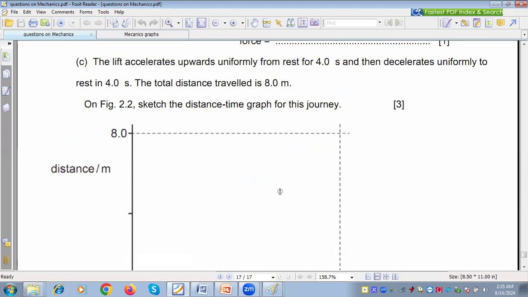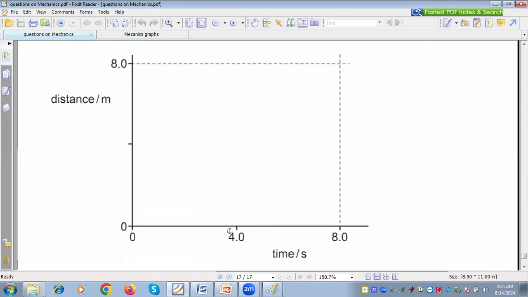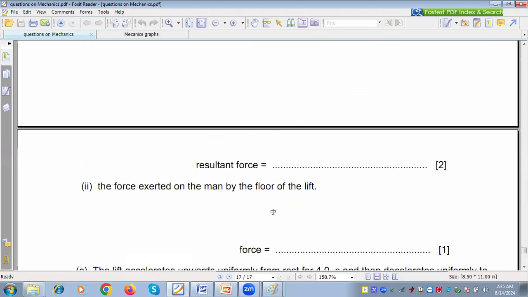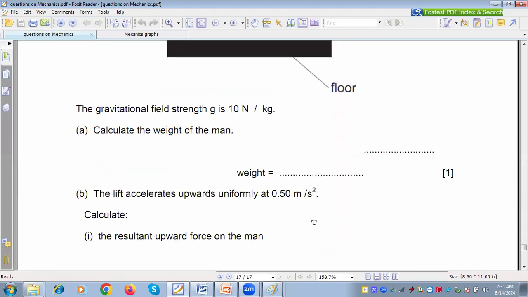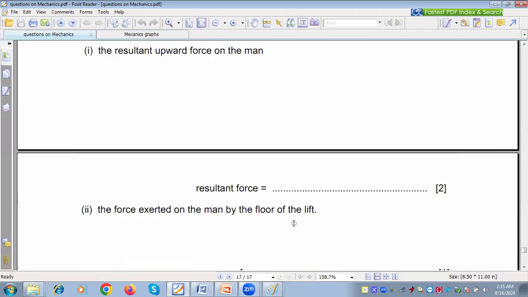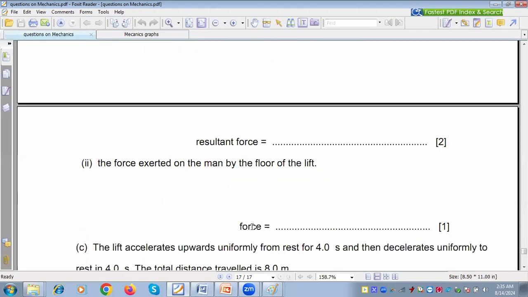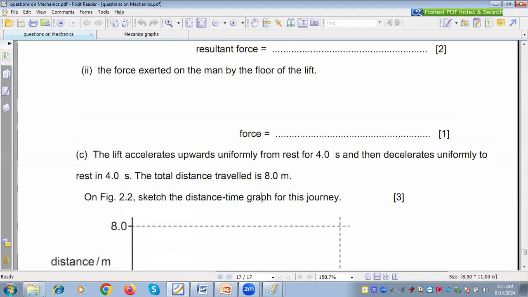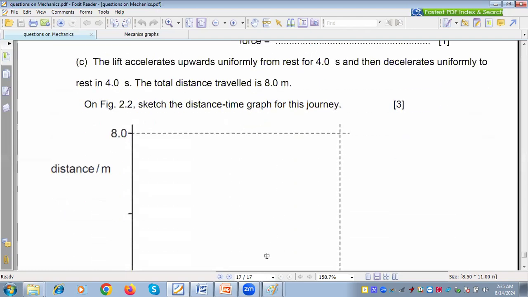Okay, so unfortunately, there is no marking scheme attached. Anyhow, I have given you the answers. 840 Newton is the force applied by the floor, that is contact force. 40 Newton was the resultant force, and the graph which was plotted.